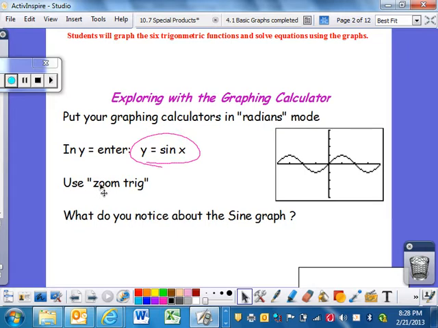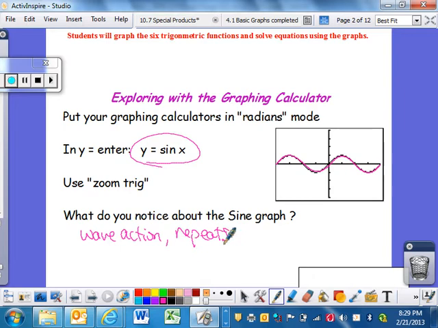What do you notice about the sine graph? I'm hoping you notice that this thing kind of repeats. It's what we call a periodic or repeating wave action type graph. So it kind of looks like a wave, or it repeats itself over and over and over again.